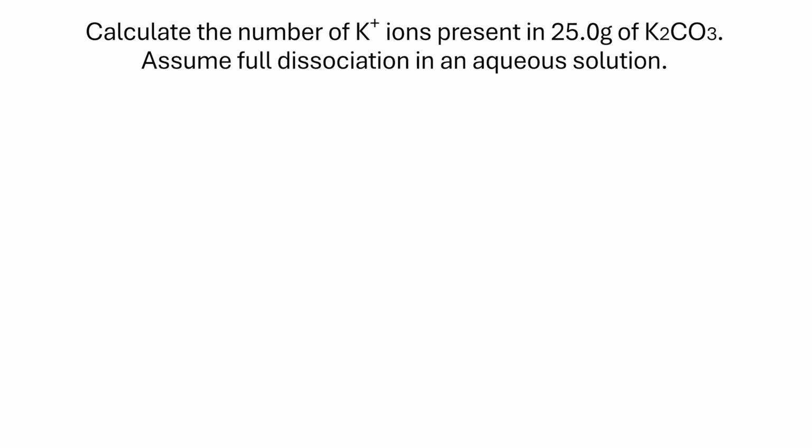Calculate the number of potassium ions present in 25.0 grams of potassium carbonate. Assume full dissociation in an aqueous solution. Okay, so firstly we need to calculate the molar mass of potassium carbonate.